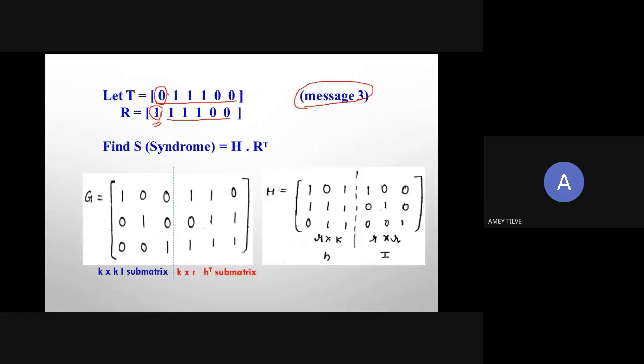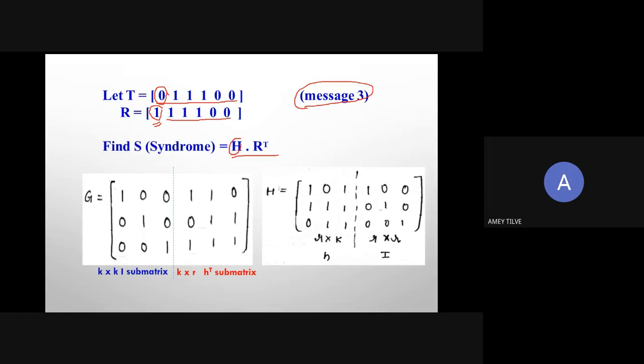There is a very simple formula to find out the error syndrome. The error syndrome formula is H into R transpose. H into R transpose. I hope you all have understood step number 2 that we have done. Now for question number 3, we are using the error syndrome.